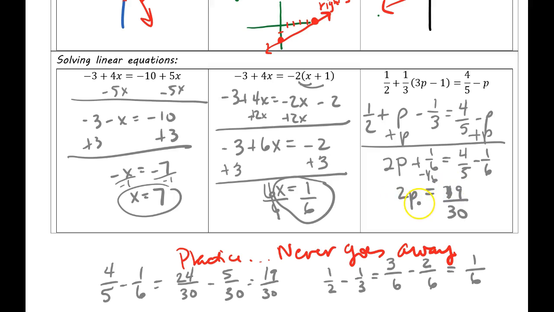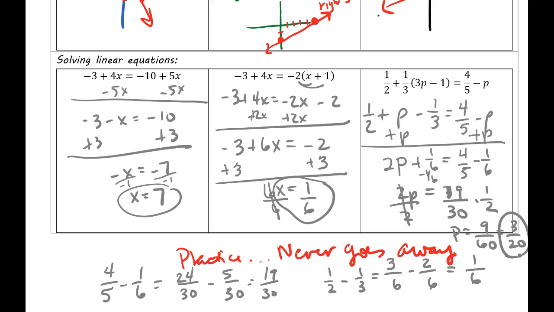Now, the 2 is stuck on the p, so I need to divide both sides by 2. Now, when you are dividing a fraction by 2, dividing by a number is the same thing as multiplying by the reciprocal. So if you write it as 19/30/2, that might really confuse you, right? It's like a 3-part fraction. But if you think of it as, oh, I just multiplied by 1/2, then on this side, you're just multiplying by 1/2, and you're just going to get 19/60. So that would be the answer there.